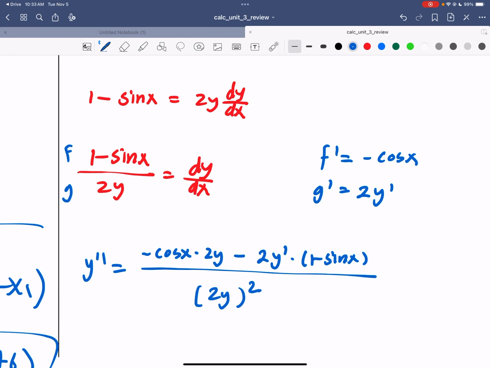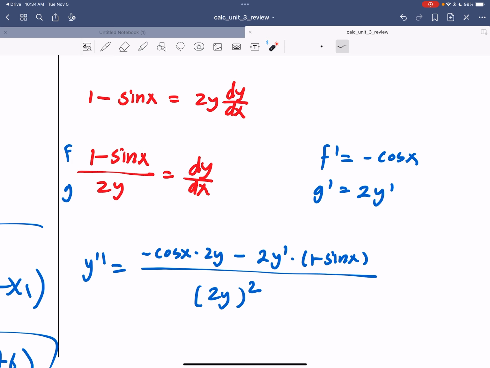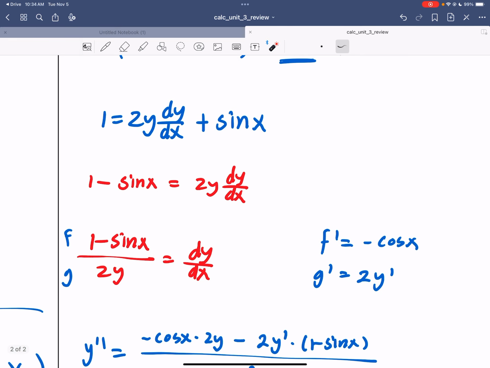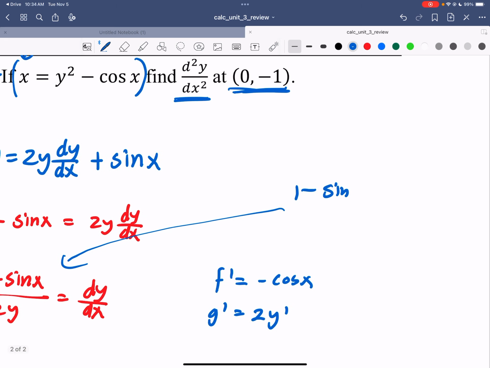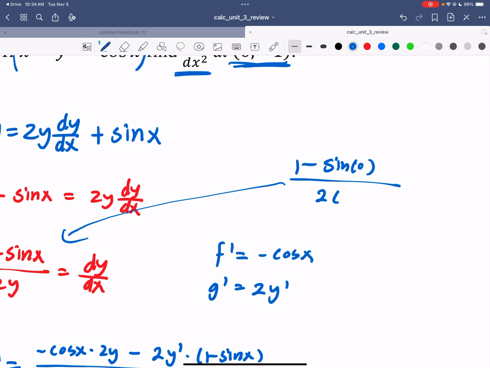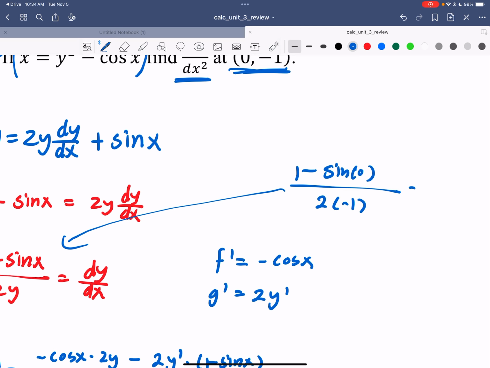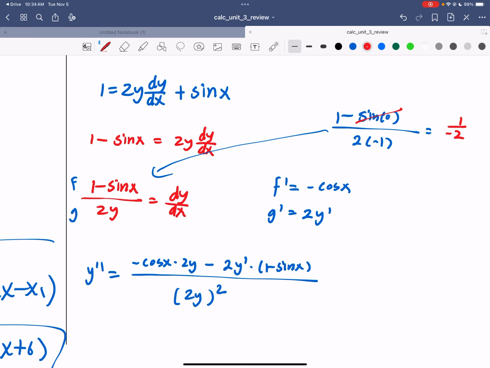But now here, do you see we have a y prime? So now this one, I can substitute into the y prime because that's the same thing, right? So for 0 and -1, I would like to plug this in here ahead of time. So it's going to be 1 minus sine, instead of x, I'm going to plug in 0, over 2 times y, which is -1. Sine of 0 is just 0. So it's the same thing as 1 over -2. So that's y prime.